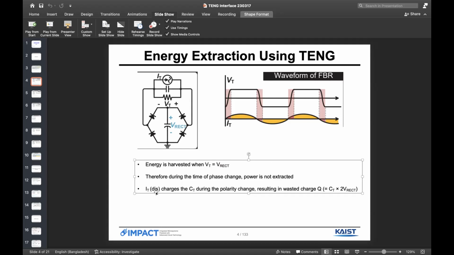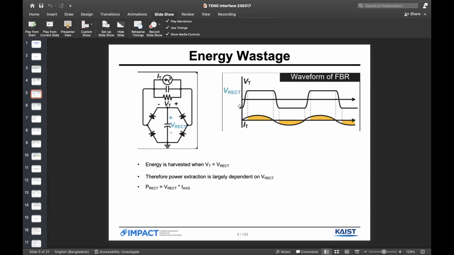And IT discharges the CT. CT is the charge of the capacitor that we can see over here during the polarity change. So there is wasted charge in this red region, and also some wasted energy. Energy wastage: during this transition period, when the voltage VT is transitioning from Vrect to minus Vrect, there is a phase change, and during this phase change the power is basically wasted.